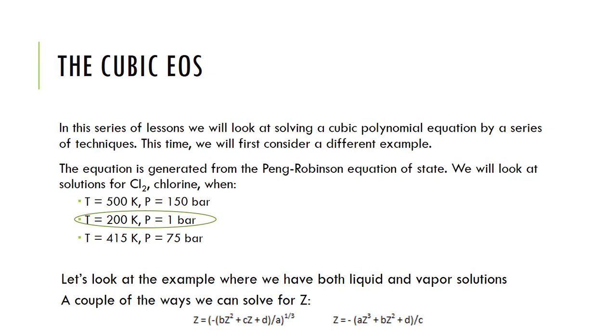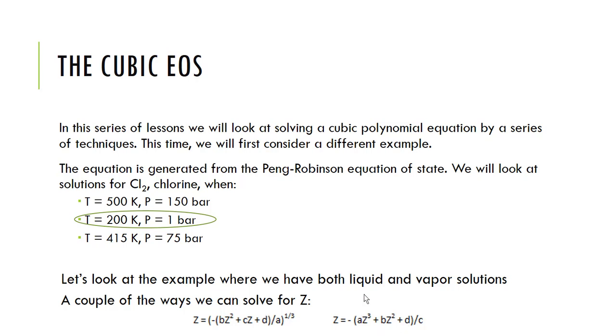So let's come back and look at our cubic equation of state again. So this is the Peng-Robinson for chlorine. And let's in particular look at this case 200 Kelvin and 1 bar, which we had both liquid and vapor solutions. And there are several ways you can do the algebra of a cubic polynomial. I've done 2 here, okay? And so one was solving for the z that was the az cubed. One was solving for the z that was cz.